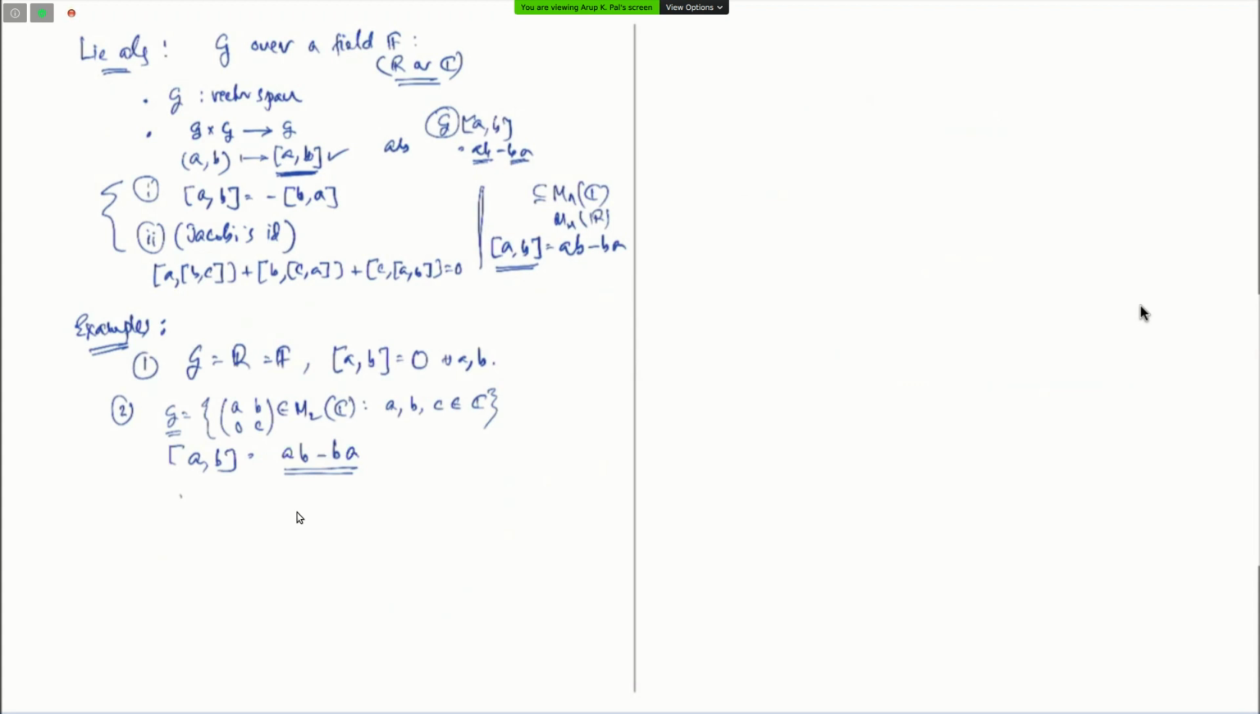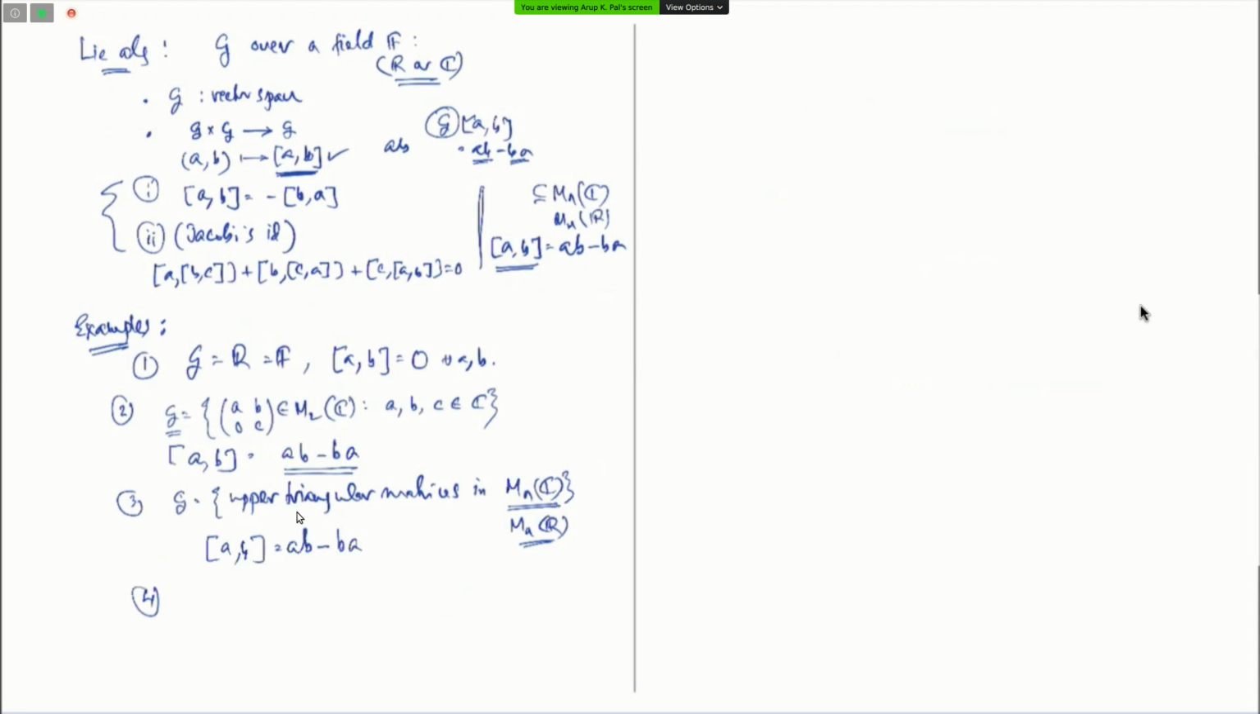And now there's nothing special about 2 here, so you can take n by n matrices. The operation remains the same: the commutator using the matrix multiplication. If you take MnR, then you get a real Lie algebra. If you take MnC, you get another Lie algebra.